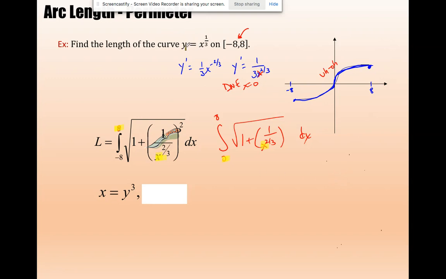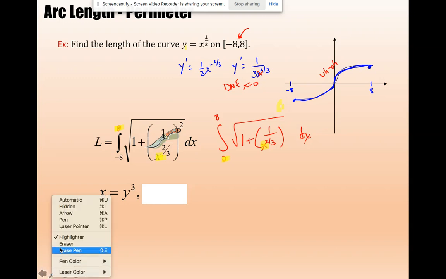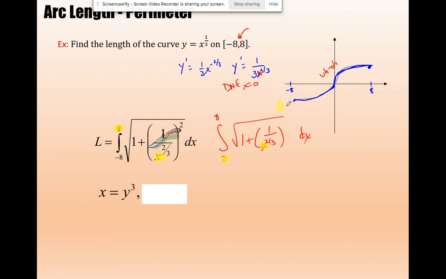So I took y equals x to the 1/3 and got x by itself. But it's not -8 to 8 anymore, is it? -8 and 8 are x numbers. So what do I need? This point is -8 comma cube root of -8. This point is 8 comma cube root of 8.